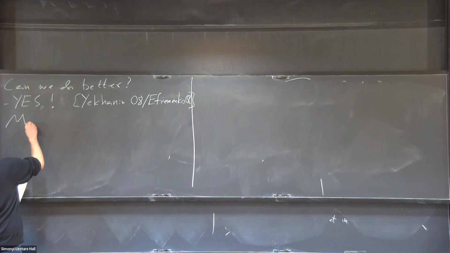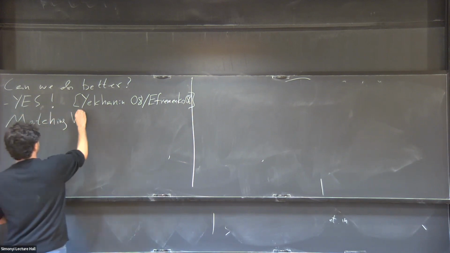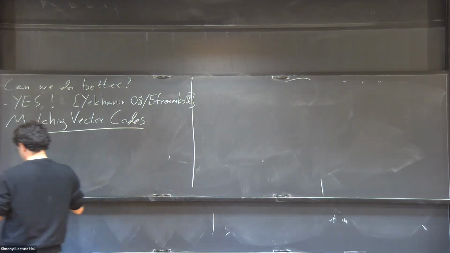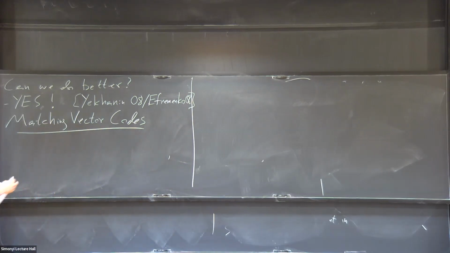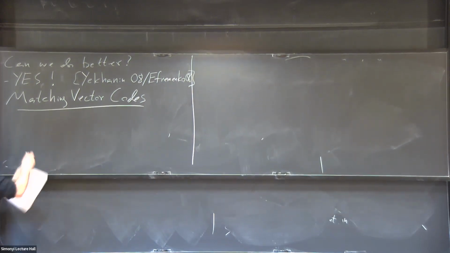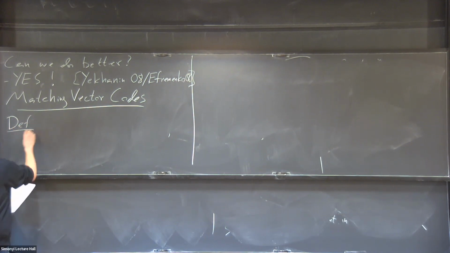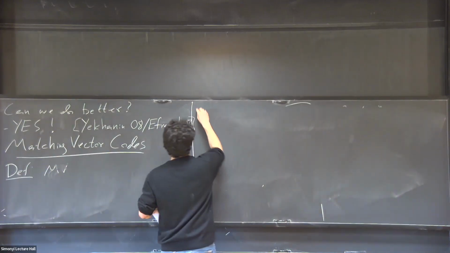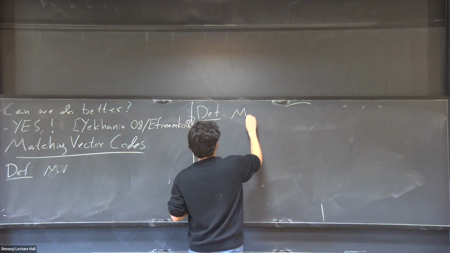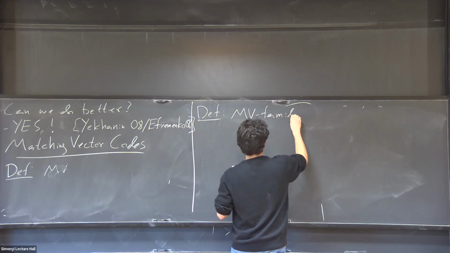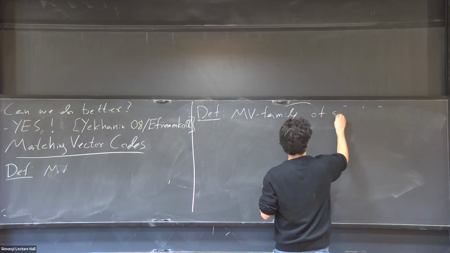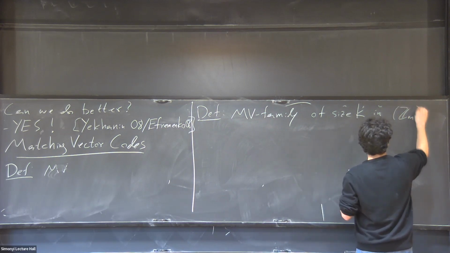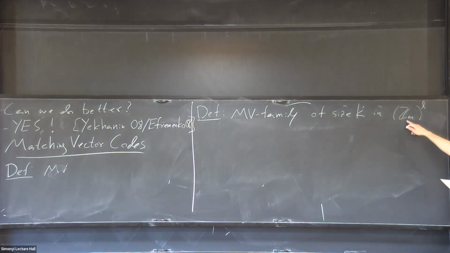And these are called matching vector codes. These give the best construction that we know until now. And I'd like to show you the construction. So first we need something called a matching vector family. A matching vector family of size k in Z_m to the L. Here Z_m is the integers mod m.